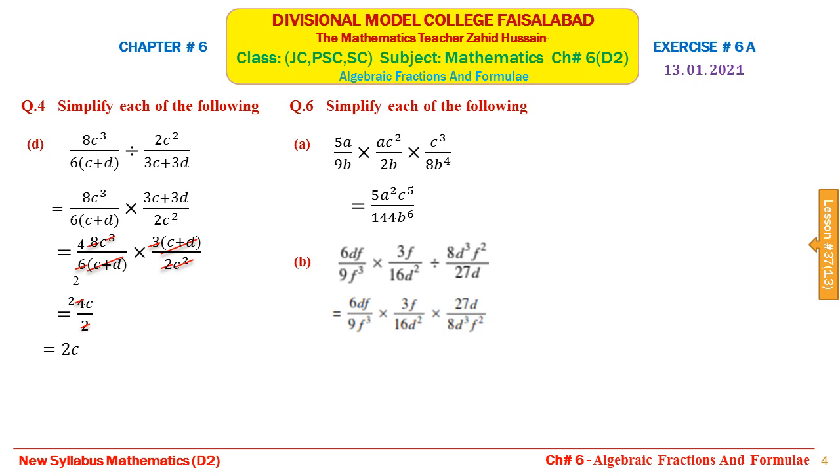Now we will cancel out the common factors. 3 1s are 3, 3 3s are 9.